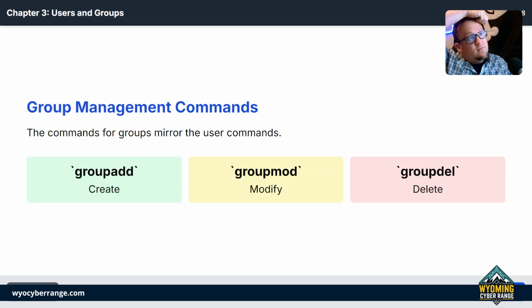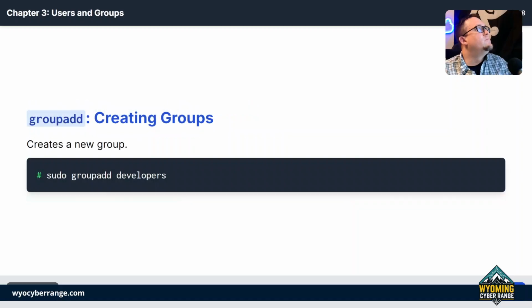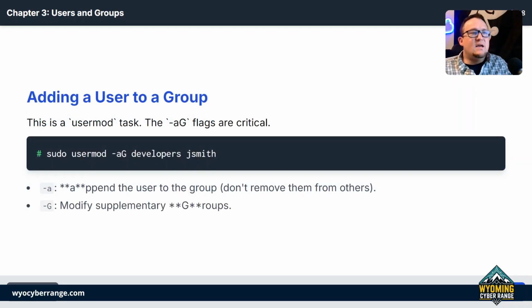Just like with users, to modify groups, there are 3 commands. You can do groupadd, groupmod, or groupdel. And they're actually pretty close to the user commands. For example, if I want a new group, I sudo groupadd developers. Now I have a new group called developers. If I wanted to add that group to JSmith, I'd use usermod to add the group developers to JSmith. This is how you would do that.